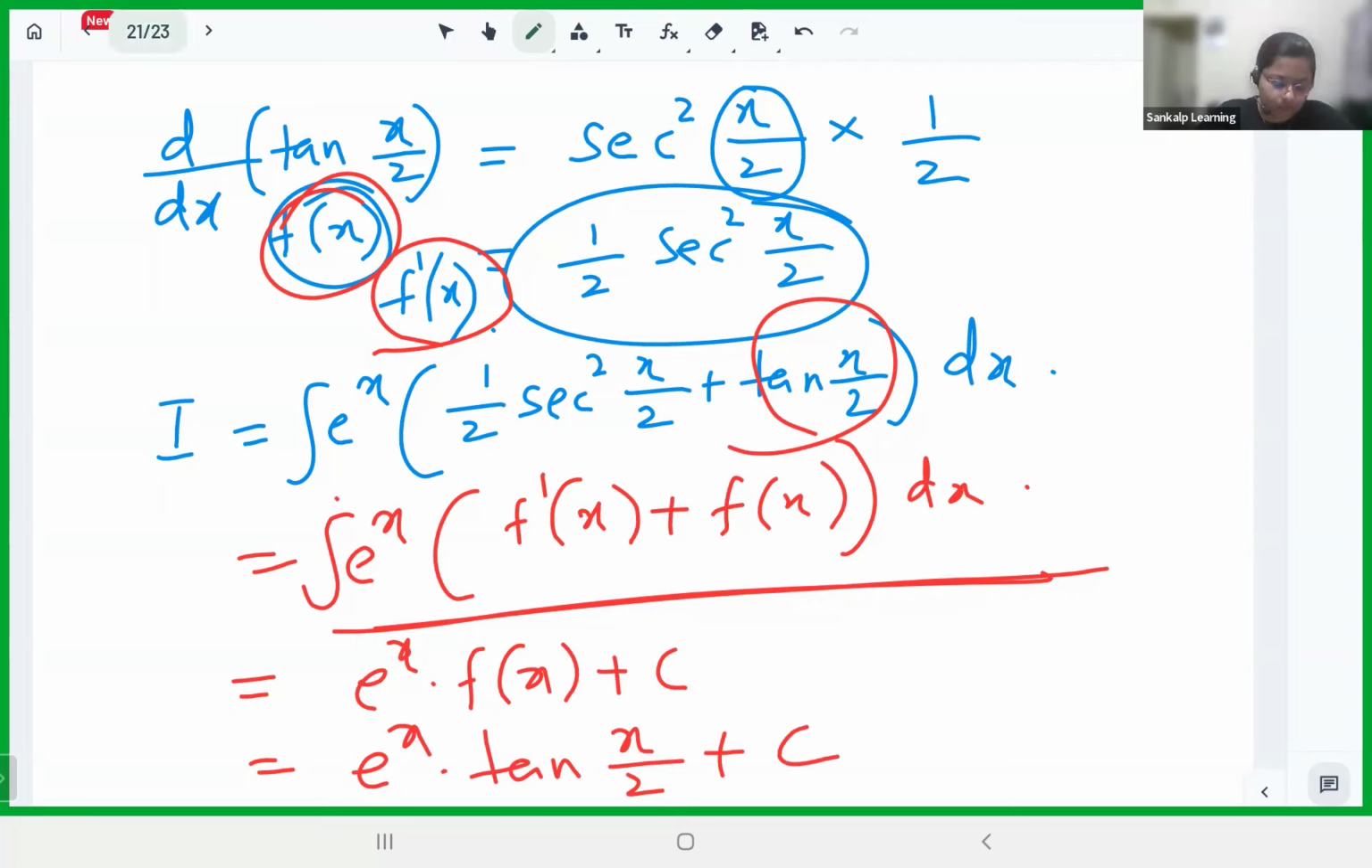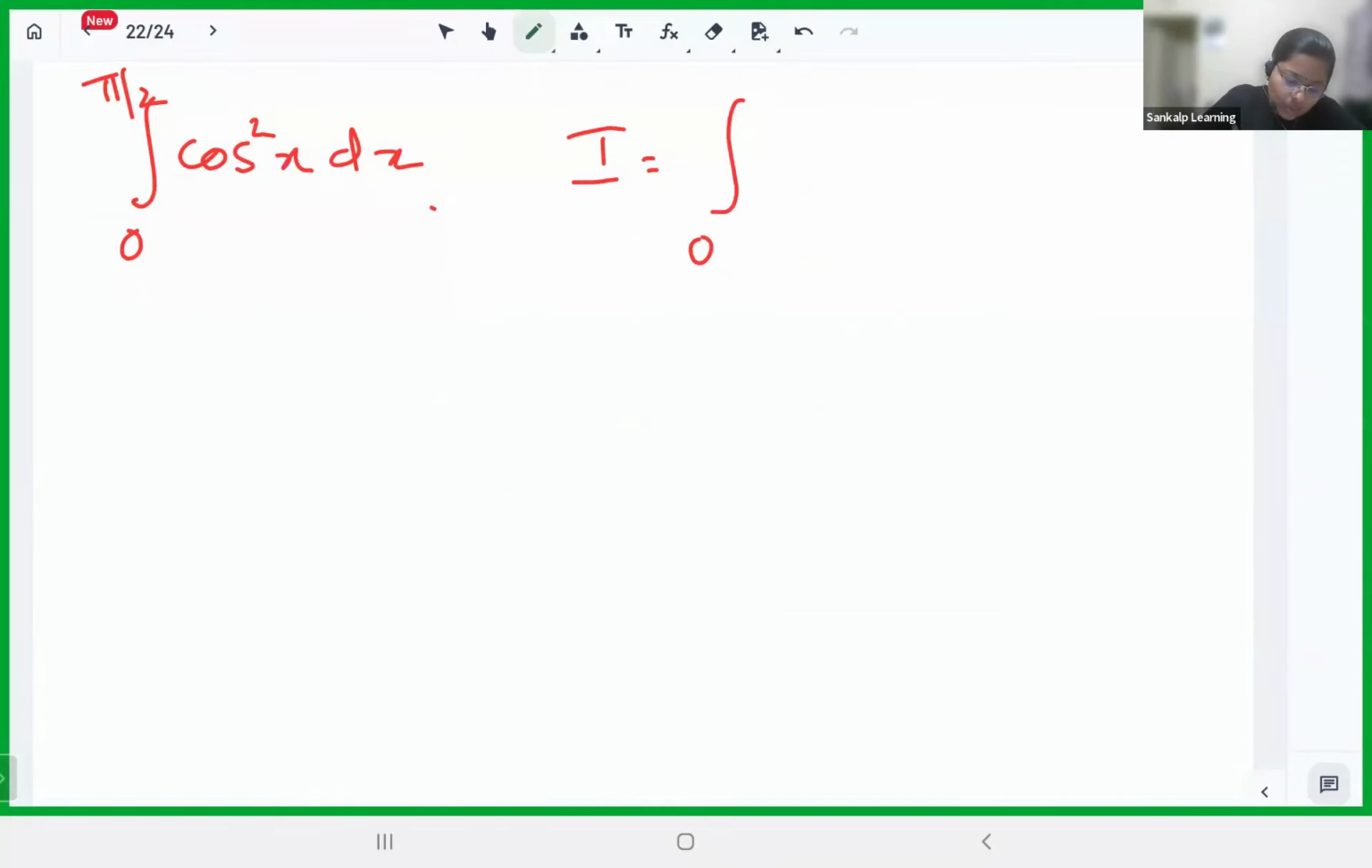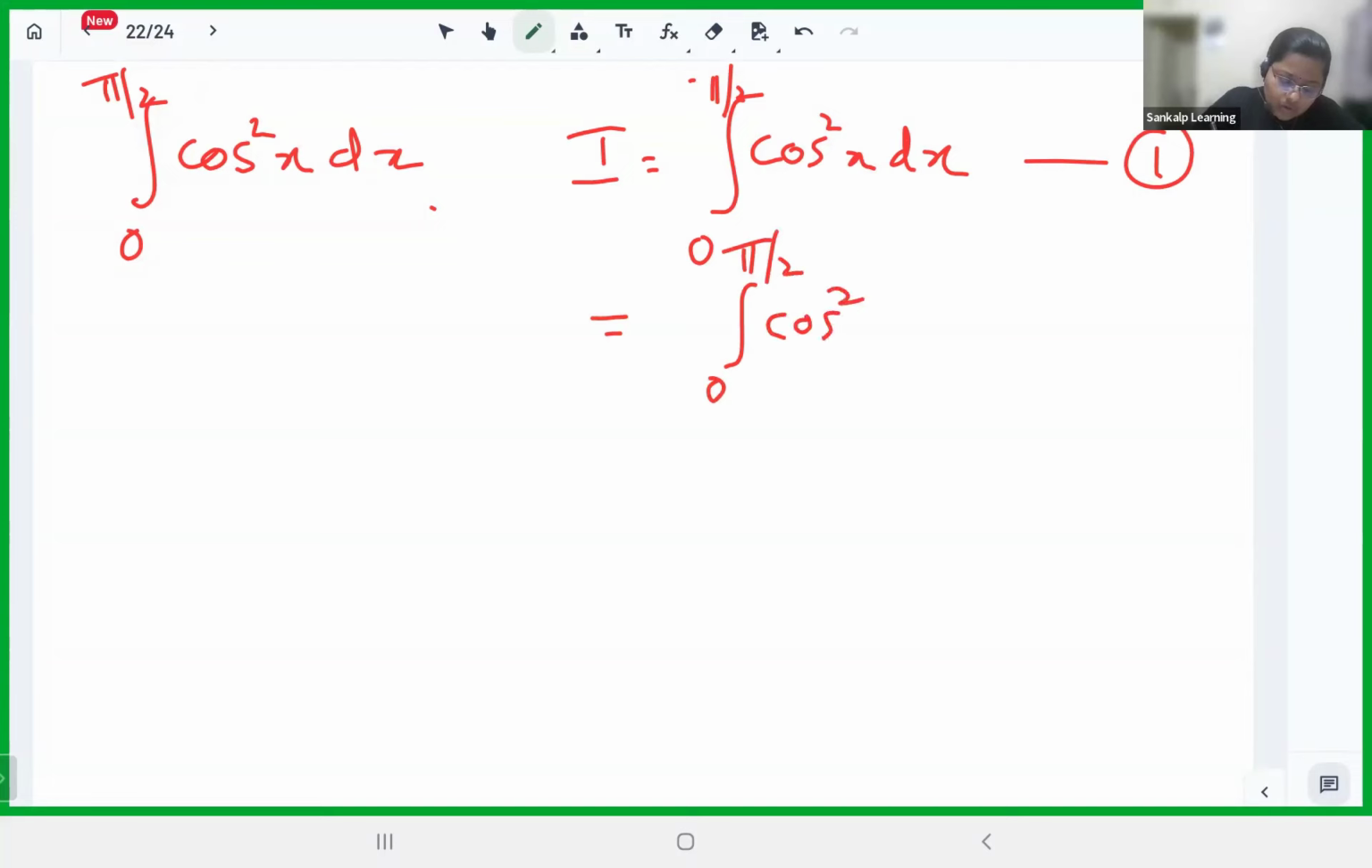All right. Moving on to our next question. Integral 0 to pi by 2 cos square x dx. Okay, so let I be integral 0 to pi by 2 cos square x dx. Let this be 1. So this can be written as integral 0 to pi by 2 cos square of pi by 2 minus x dx.